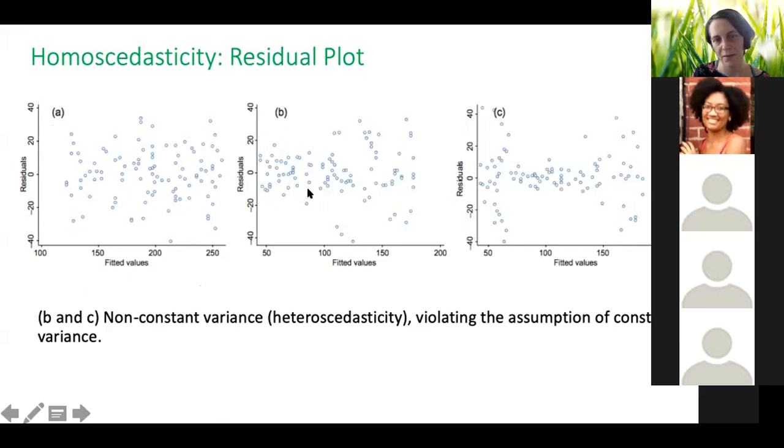So for lower fitted values, there's clearly a spread, so the variance of the residuals is smaller than for larger fitted values. And here we see it basically on both ends, so for the extremes of our fitted values, at the end of our range. The error variability is much higher than in the center. So these two would be violations, and this one looks okay.